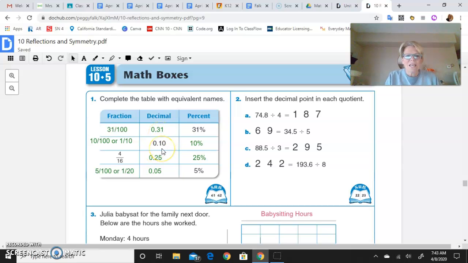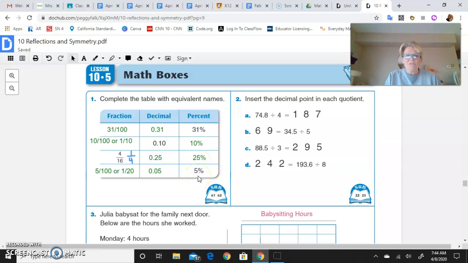Okay, here they gave you 10 hundredths, which would be 10 over 100. Now that can be reduced down to 1/10, which would also be 10%. Now 4/16, two ways to think about this: I can divide them both by 4, so this would reduce to 1/4, or you could always divide 4 divided by 16. But 1/4 I know is 25 cents, 1/4 of a dollar, so 25 hundredths, which is the same as 25%.